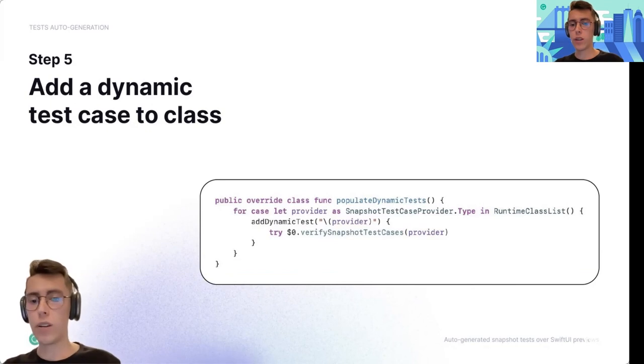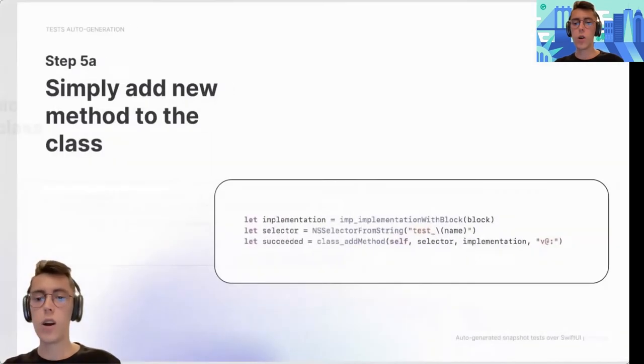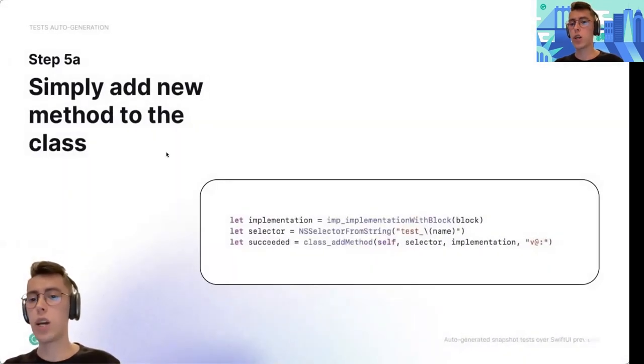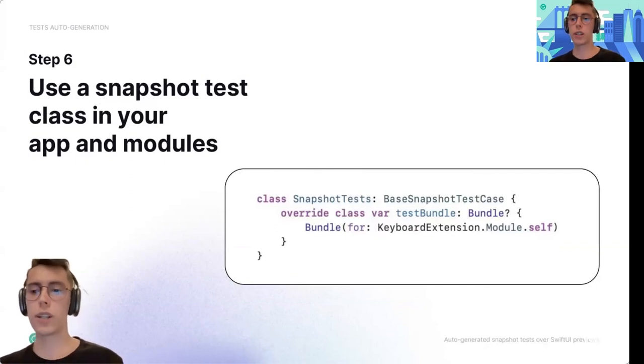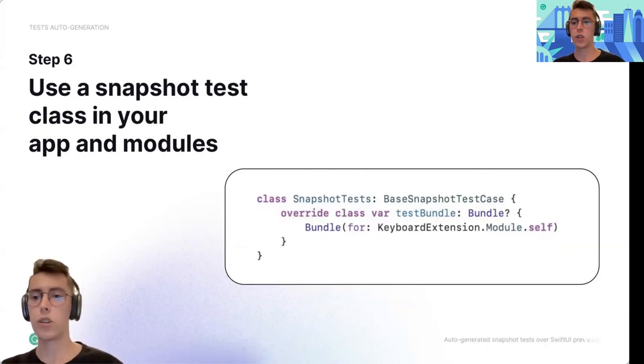And after we run addDynamicTest, all we do inside is create an implementation with the block that we passed in, with verify snapshot test case. And then we add a method to our class with a specified selector. We also have to include the test prefix at the beginning, so that the method will be treated as a test. And in the end, we have to create a snapshot test class, which can be just an empty class if you have a single application and no frameworks.